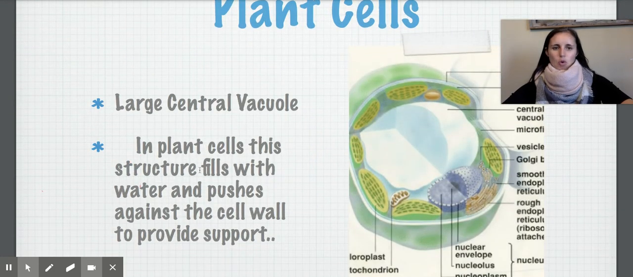Plants, as I mentioned before, have that large central vacuole. So animal cells do have vacuoles, but their vacuoles tend to be smaller and more spread out, whereas a plant cell has a large central vacuole. This is again for support of the plant cell.